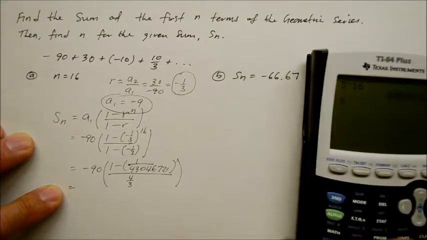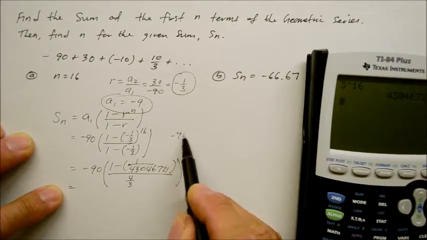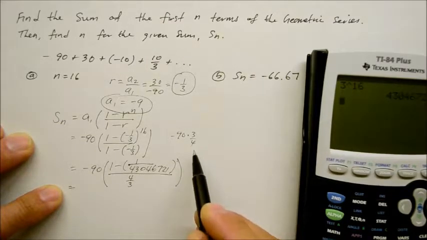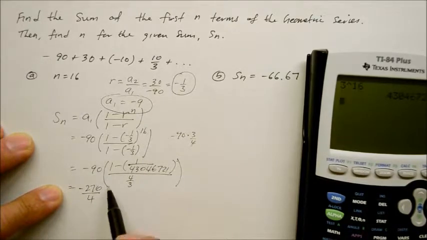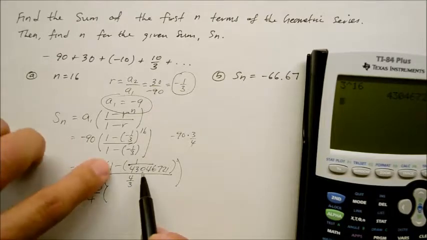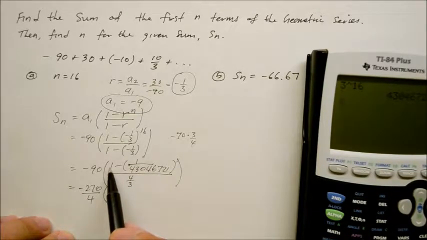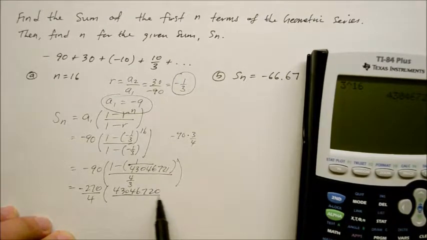Now since we have a coefficient of negative 90 and denominator 4/3, we could take that and evaluate. Negative 90 times the reciprocal of 4/3, which is 3 over 4, is going to become negative 270 over 4 times the numerator now. It says 1 minus this tiny little fraction, and the common denominator is 43046721. So this is like saying 43046721 over 43046721 minus the 1. That's going to become 43046720 over 43046721.